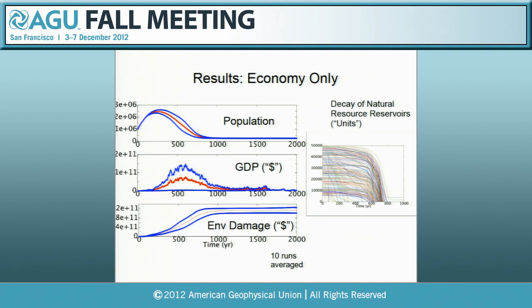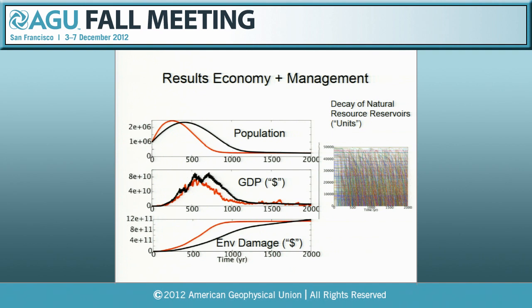And basically what happens is not too surprising: the economy very quickly chews up the environmental resources, depletes those reservoirs, and results in a significant amount of environmental damage. And then adding management to that, the previous results are shown in red and the management results are shown in black. Basically what management does is put a little bit of a longer time scale into the simulation, so it delays the depletion of the resources and delays the environmental damage, but it doesn't prevent it.